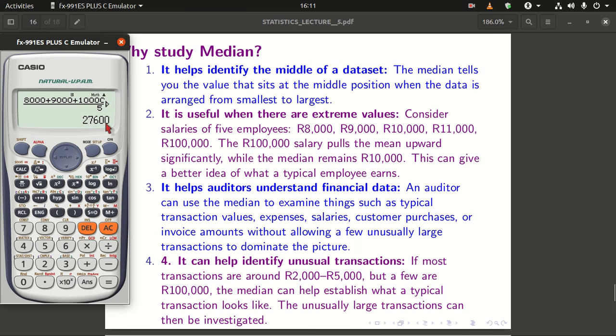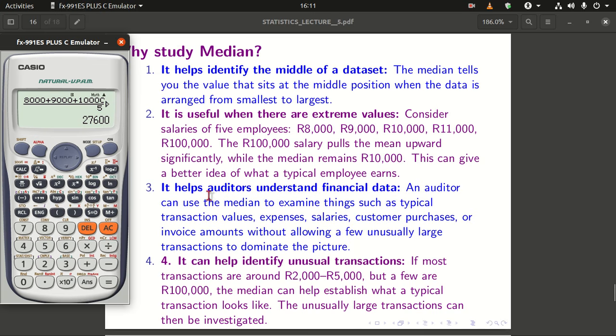Because when we're using the mean alone, it's not going to give us the whole picture. But the median helps us get a clear idea of how this salary is actually distributed. Because the mean alone is affected by too big or too small values. I hope this makes sense.